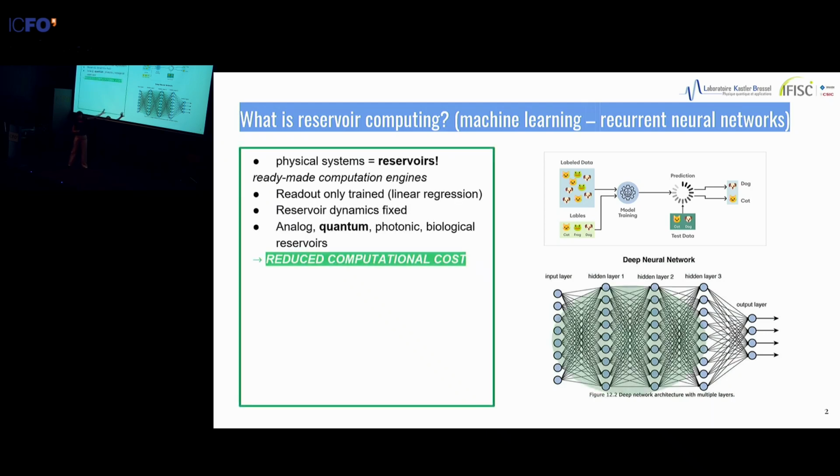It is to substitute this whole part with a physical system that we're going to call a reservoir. That is going to be our ready-made computation engine, meaning that we're just going to do the training of this last part, and this is just one layer. It's going to be a linear regression, and it's going to be very fast to do. And we're going to keep the reservoir fixed. It can be analog, quantum, photonic, biological. And it is going to be very fast from a computational point of view.